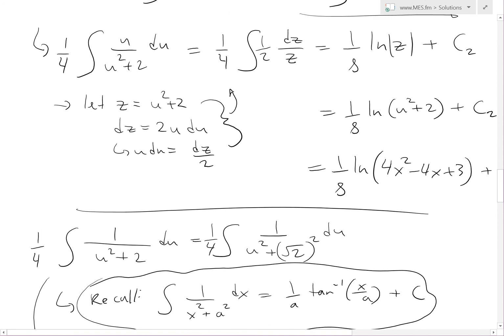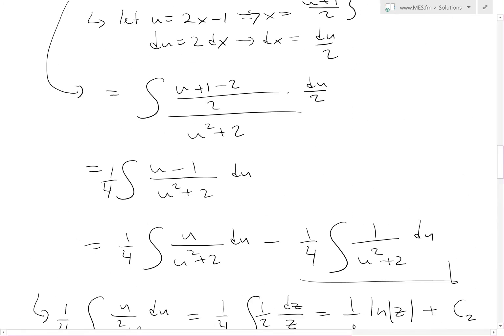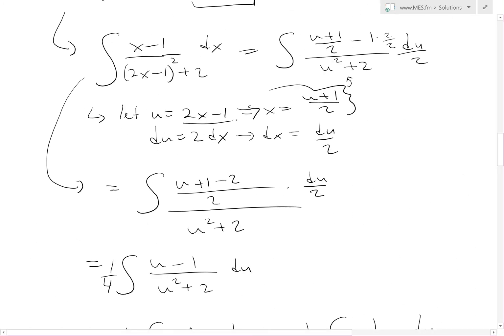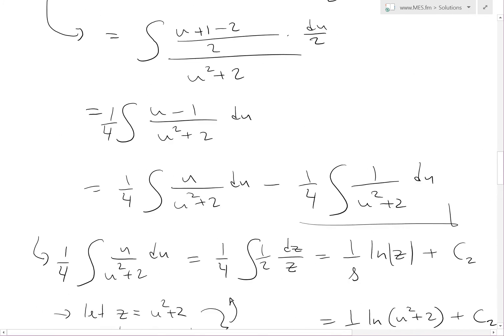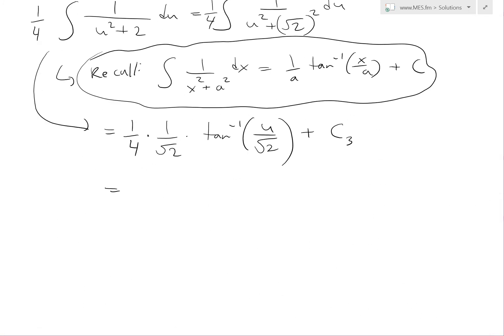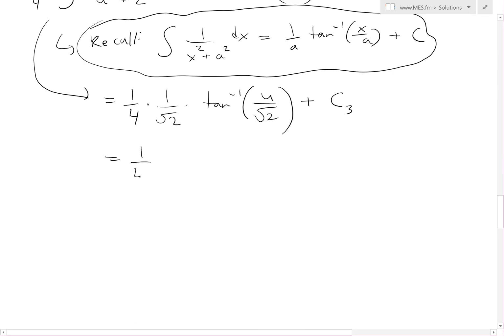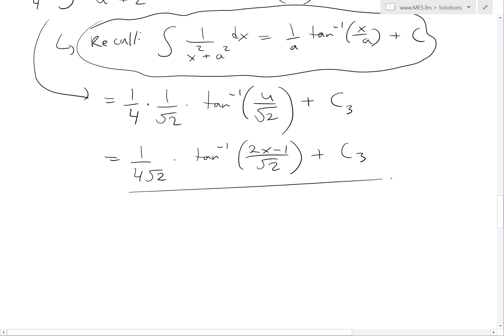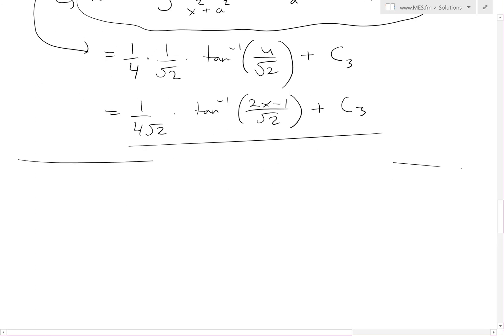So now this equals, plugging in the u, which, if we scroll back up, is just 2x minus 1 right there. I'll just divide this out. So now, getting back to here, we get that basically 1 over 4 square root 2 times inverse tan of (2x minus 1) divided by square root 2, plus c3. So now we have this, and we can add all of these together.